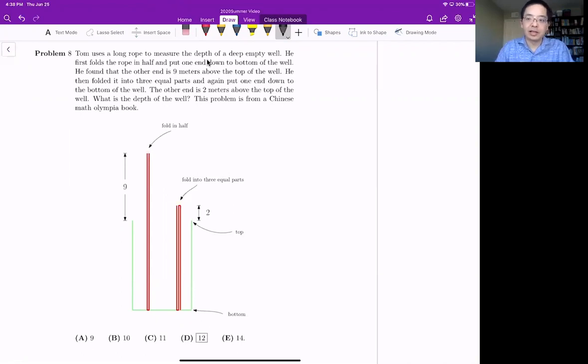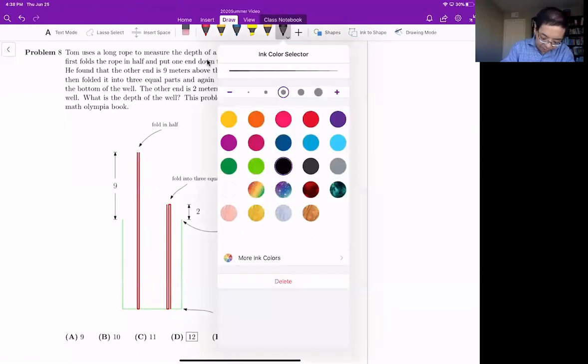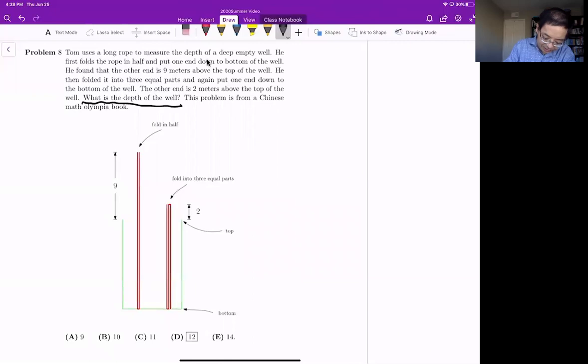Now let's look at problem 8. Problem 8 says Tom has a rope. He wants to measure the depth of a well. First, he folds the rope into two, and then he folds it into three parts. All right, so this is the picture that we have. Now what we need to find, the problem asks, is the depth of the well.